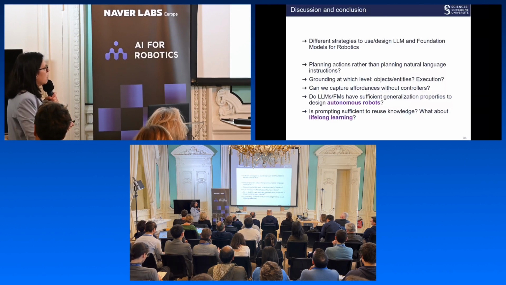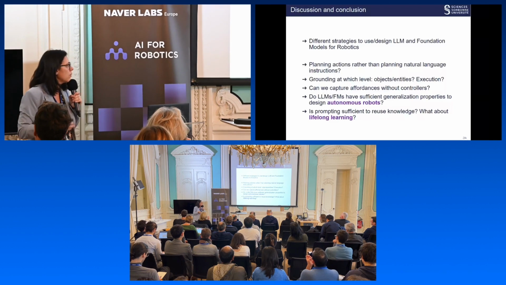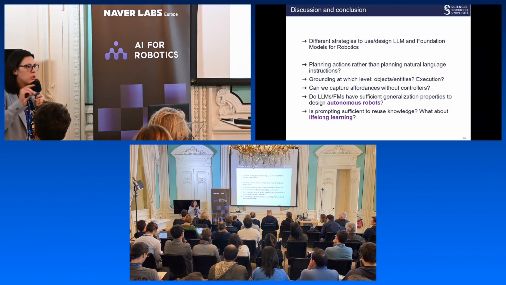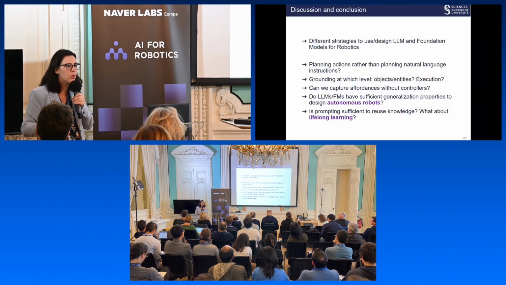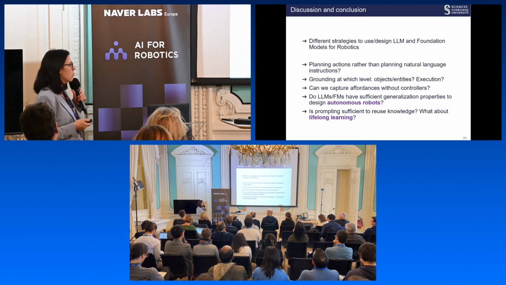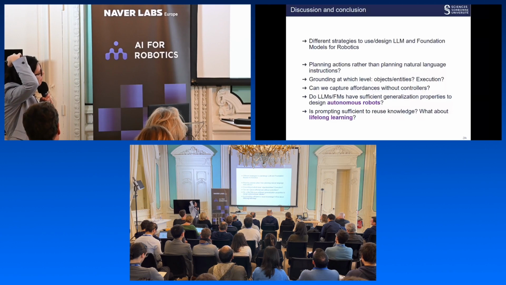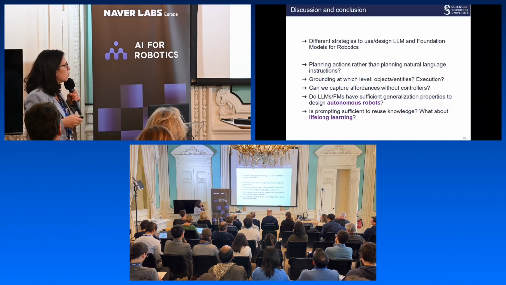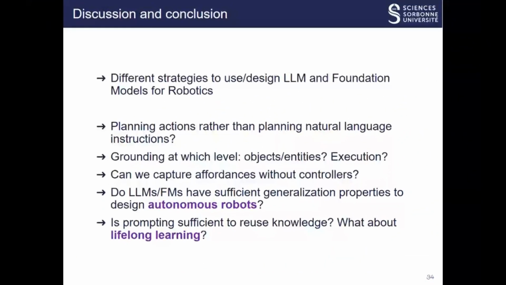So a related question is, can we capture affordance without a controller? Maybe Cordelia has also mentioned the necessity to use different points of view from an image, and maybe it might be sufficient, but is it sufficient? This is also maybe a question. Related to our project is, do LLMs or foundation models have sufficient generalization properties to design autonomous robots?